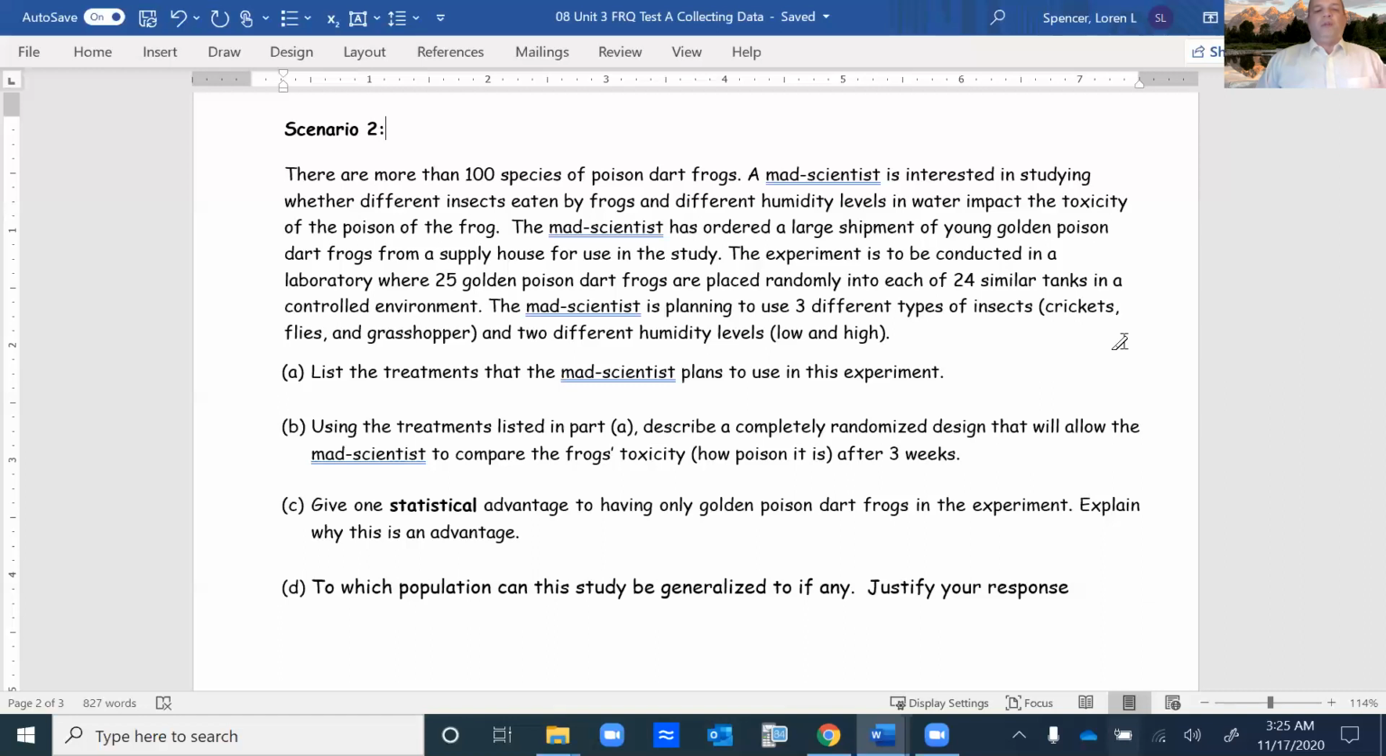The disadvantages, which it mentions in the next part: I can only generalize this to the young golden poison dart frogs. It cannot be generalized to all poison dart frogs. Now, please remember, this is not being generalized to the sample. We generalize to the population. So by having done this, I have to generalize to a similar population. The similar population is young golden poison dart frogs. So my sample is a subset of that. Consequently, that's what I can generalize to.